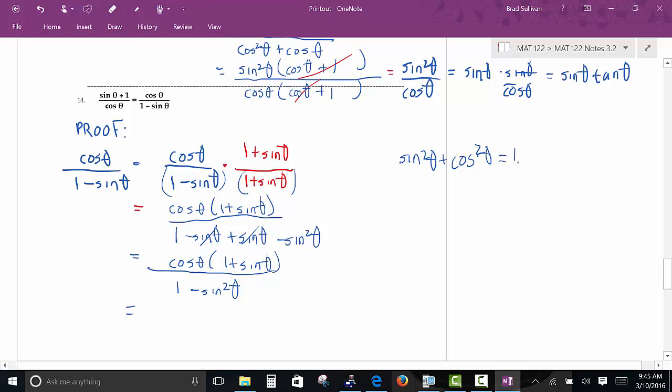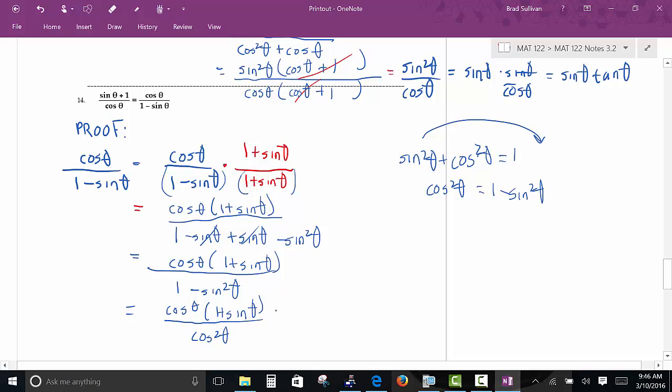Yeah, exactly. So what we're going to do is, notice if you take this identity and move the sine there, you're going to get cosine squared theta equals 1 minus sine squared theta like that. Okay, so then what do we replace 1 minus sine squared theta with? Cosine squared. So now we have cosine theta times 1 plus sine theta all over cosine squared theta.